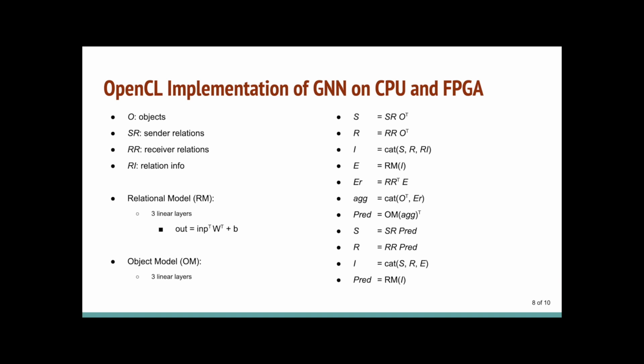So next, the current implementation of the GNN in OpenCL is shown here. The first neural network is a relational model with 3 linear layers. The second neural network is an object model with 3 linear layers. And the last neural network is another relational model with also 3 linear layers. This OpenCL implementation of the GNN was first written by Anish Heinz, who's the IRIS-HEP fellow who worked on this project before me. And I updated it to match the current GNN architecture.